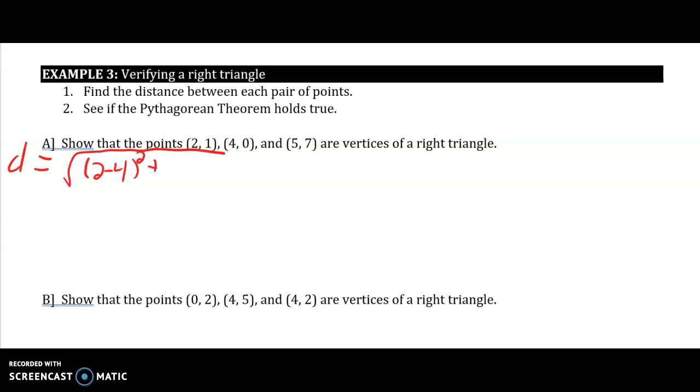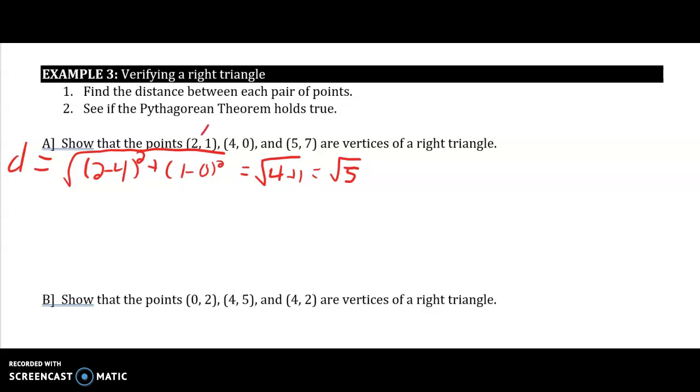So it's 2 minus 4, and then it's 1 minus 0. We're going to square that. For the sake of space, I'm going to do a little bit of mental math here and try to get a final answer. So this part is negative 2 squared, which is 4. That's 4 after you square it. And then this is 1 squared, which is 1. This is the square root of 5.